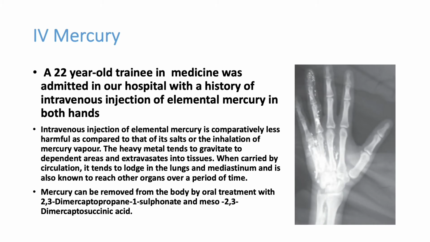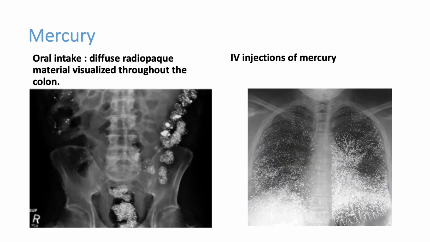Here another case, a 22-year-old medicine trainee admitted into the hospital with intravenous injections of elemental mercury. You can see the bright spots on the hand in X-ray. They are extravasated mercury. When the patient takes IV mercury, it may reach the lungs. You can see in the X-ray of the lungs there are bright spots throughout the lung fields.